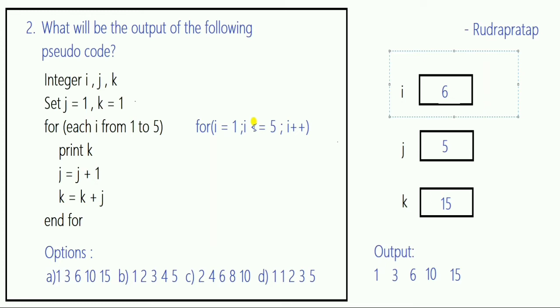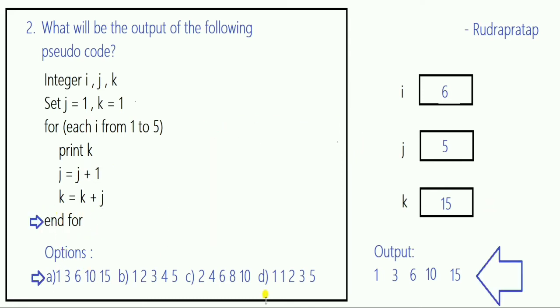And after the operation j equal to j plus 1 and k equal to k plus 1, value of I is incremented and it will check condition. The condition becomes false and our for loop ended and we got our answer 1, 3, 6, 10 and 15. Okay, let's move to the next question.